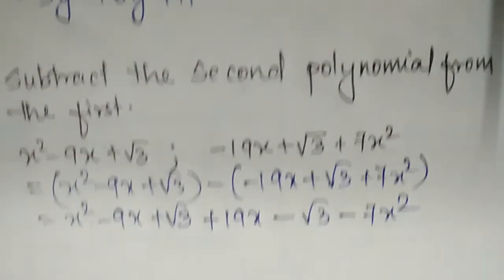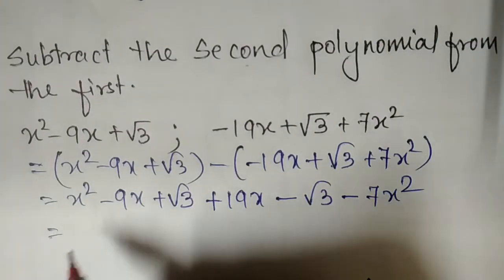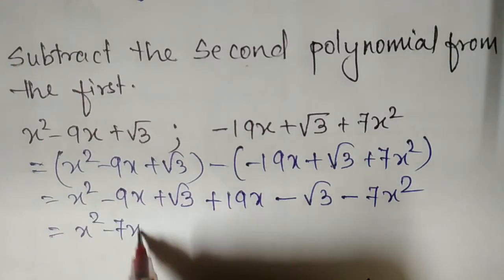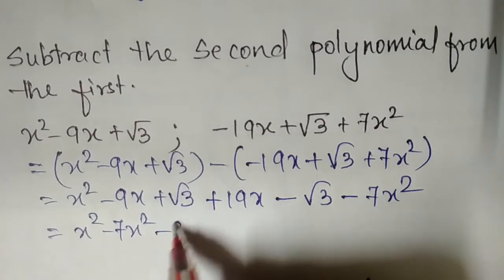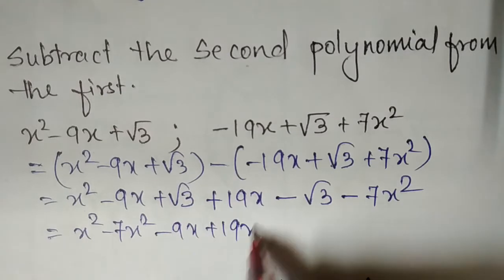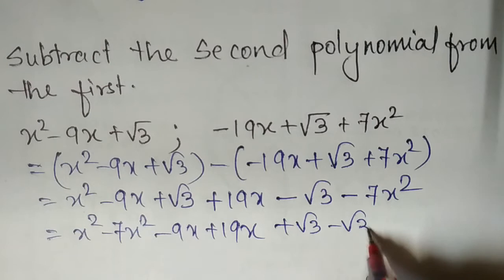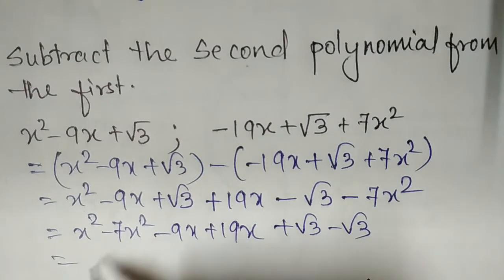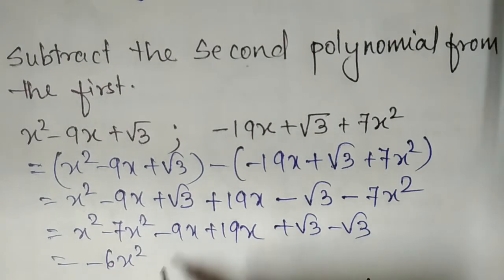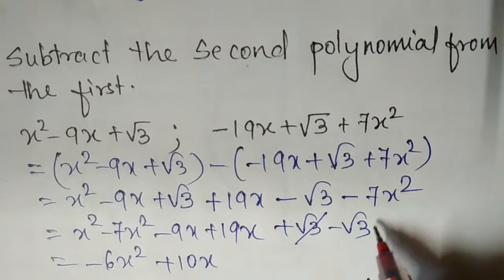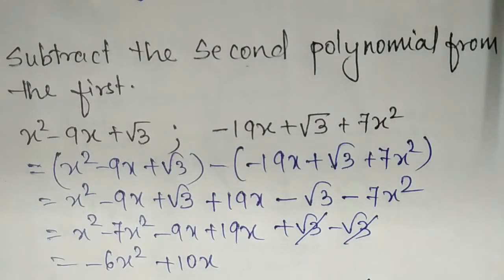Now the like terms will be written in pairs. So here x square and minus 7x square. Then minus 9x plus 19x, then plus root 3 minus root 3. So what answer will we get here? Minus 6x square and plus 10x, and plus root 3 and minus root 3 will get cancelled.